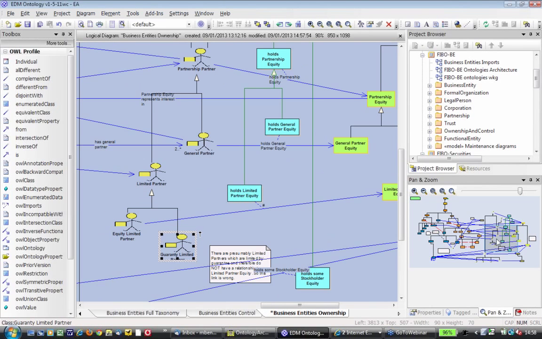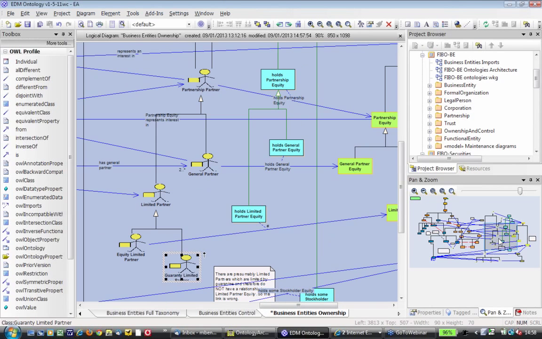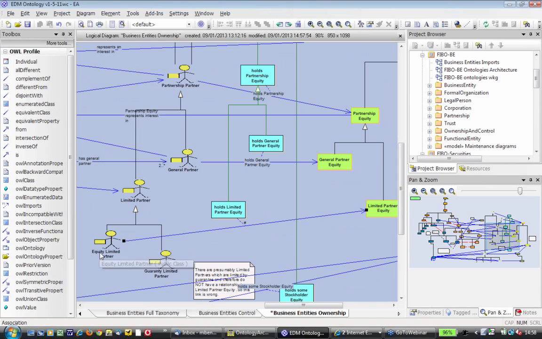Good. Right, so I've fixed the state whereby everything we said about limited partners last time we were actually saying about limited partners that have equity. And I'll take from that then, that actually a guarantee limited partner, for want of a better word, and that's distinct from an equity limited partner, isn't actually a kind of owner. Would that be correct? Sorry, what was that, Mike?